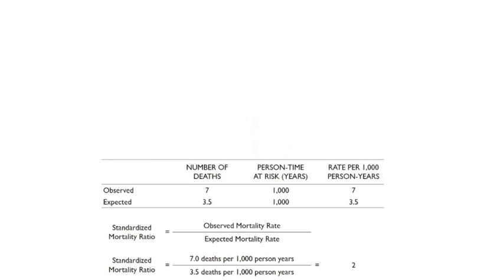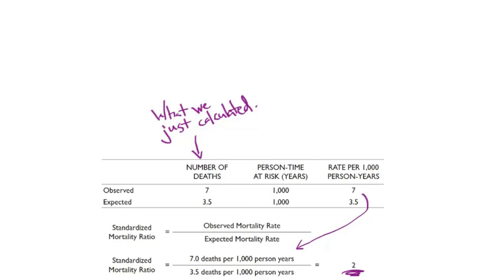that they're not equal. Now, taking a look at this table, you might notice that over here in the left-hand column, we have the number of deaths, the observed versus the expected number of deaths, which is what we just calculated. Now, both the observed and the expected number of deaths resulted from 1,000 person-years of exposure, which allows us to calculate an observed and expected rate of 7 and 3.5 respectively. We can then take those observed and expected rates and plug them into the formula for the standardized mortality ratio. And when we do that, we see that the standardized mortality ratio is 2.